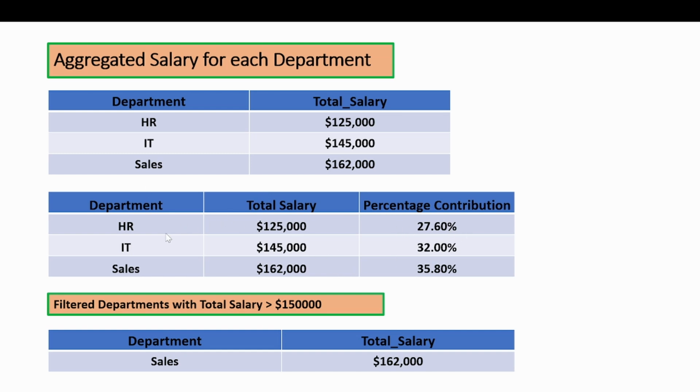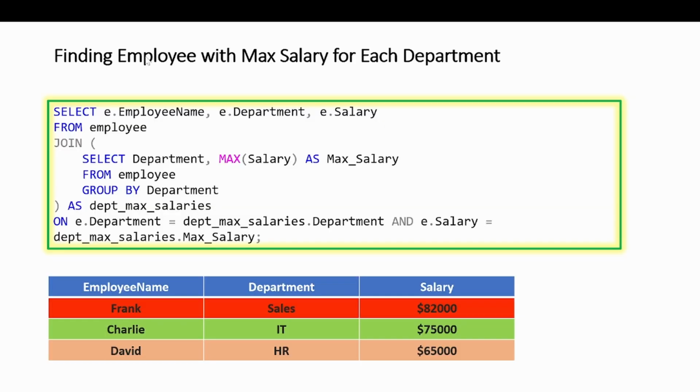Also, we can use having clause to filter each group. Like if you want to filter those groups where the total salary is greater than 1,50,000. So when we apply that operation, then we will get just sales department since the sales department has salary greater than 1,50,000. Now let's see if we want to find the employees with maximum salary in each department.